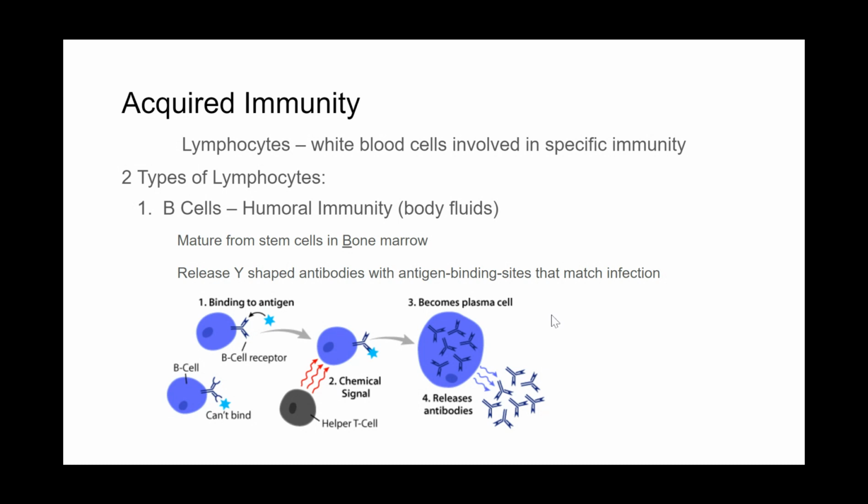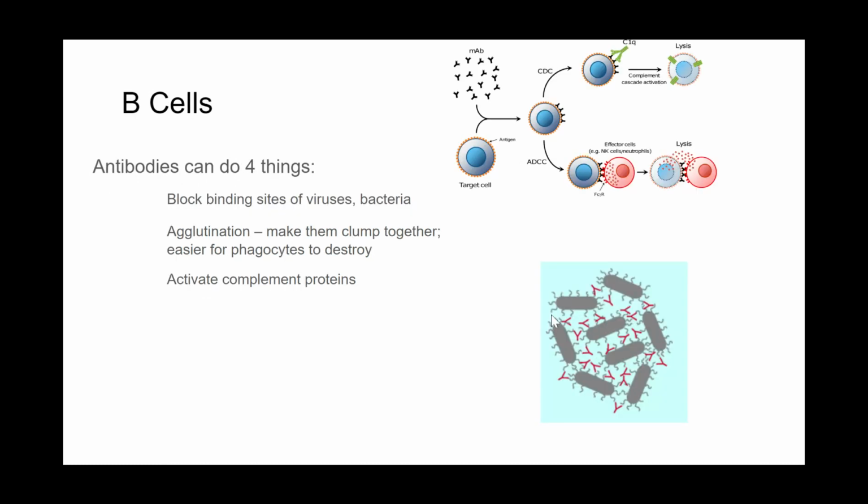And so B cells release these antibodies, and they can do four things. One, they can stick to the outside of a cell, and they can keep it from binding to your own cells. All right, so it's kind of like wrapping someone in bubble wrap, or taping them up, or tying them up. They can't get to the cells.